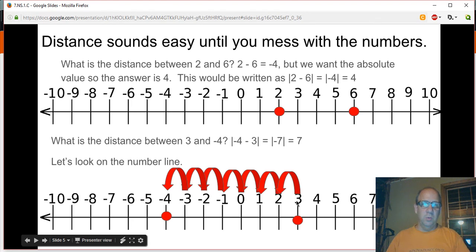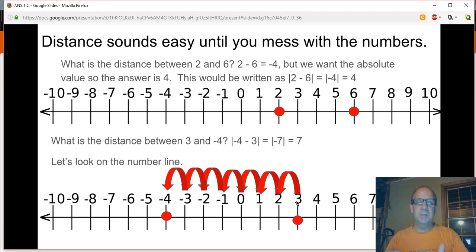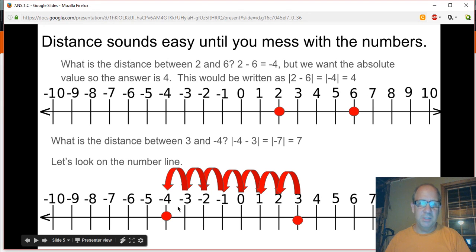It also works the other way. So if I said 3 minus a negative 4, that would be like 3 plus 4, which would be 7. So if I went 3 minus a negative 4, there's 7 hops going this way, and there's 7 hops going that way.